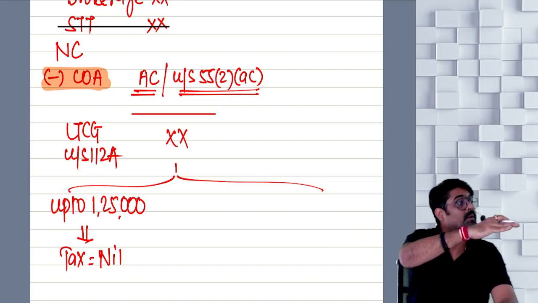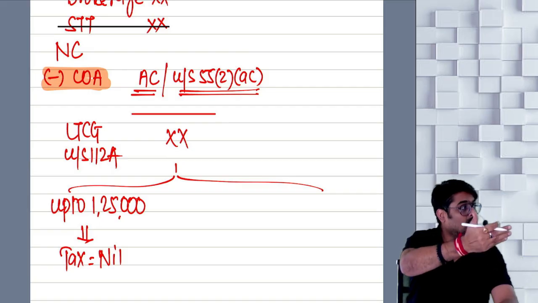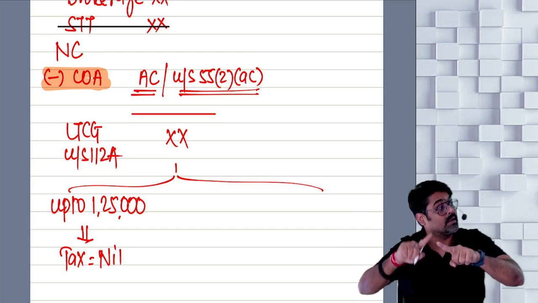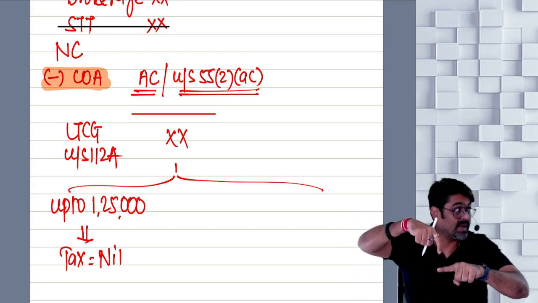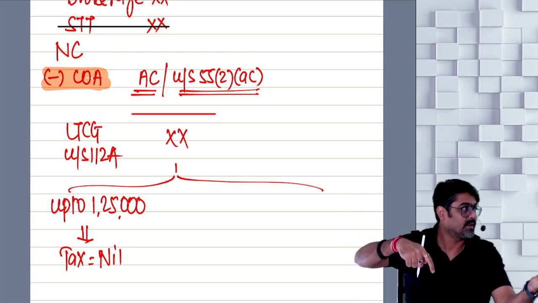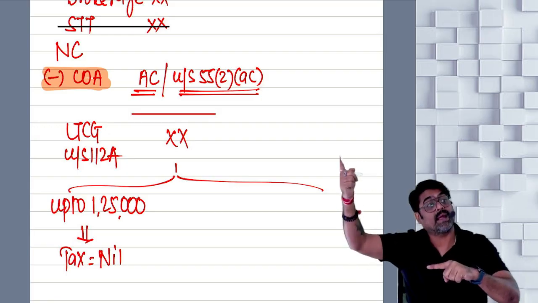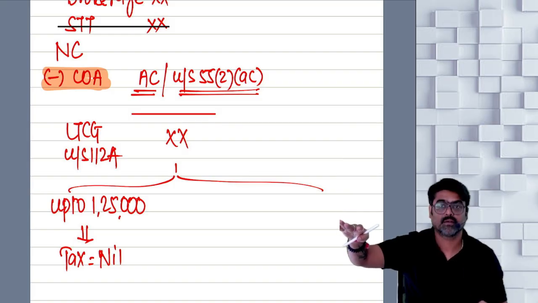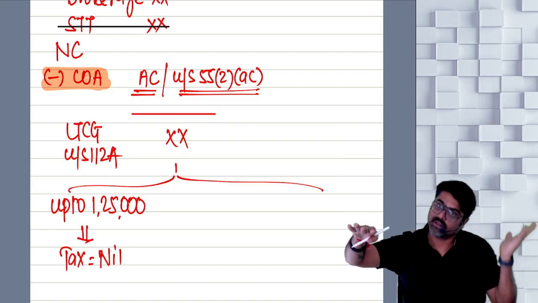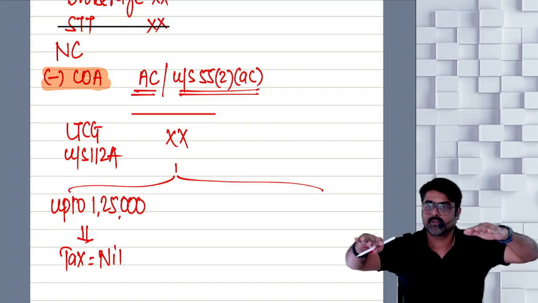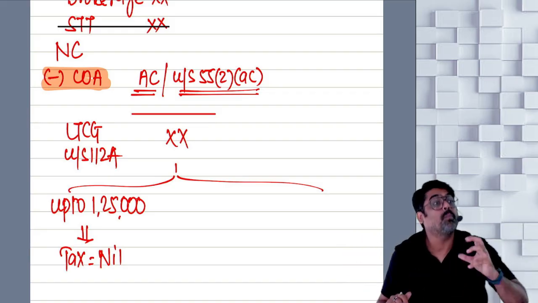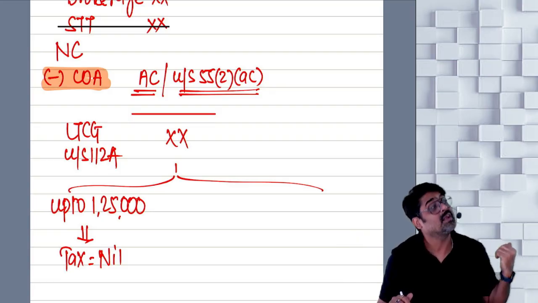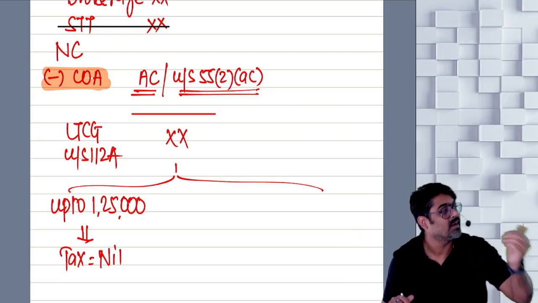They wanted to keep the tax on all the long-term gain equal, 12.5%, whether it is long-term gain under section 112 or long-term gain under section 112A. So that long-term gain tax was reduced to 12.5%, but this was still 10%. So to bring it to 12.5%, they have brought it to 12.5%. To compensate for the increase in the tax rate, they increased the limit also from 1 lakh to 1,25,000.